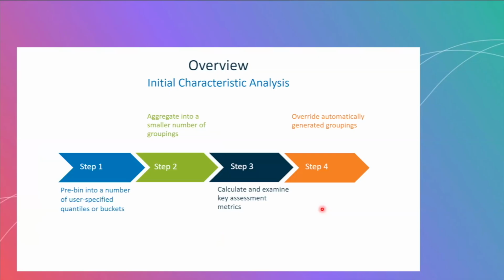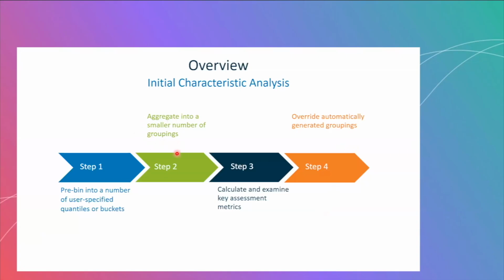So again, just to bullet out the different individual steps within this whole process. The initial characteristic analysis of an interval variable would involve certain steps. For example, first would be to pre-bin the interval variables into a number of user-specific buckets. Then aggregate into a smaller number of groups, then assess these smaller groups in terms of their count of defaults and non-defaults, and then finally override those generated groups into coarse binning. So this step involves something called coarse binning.